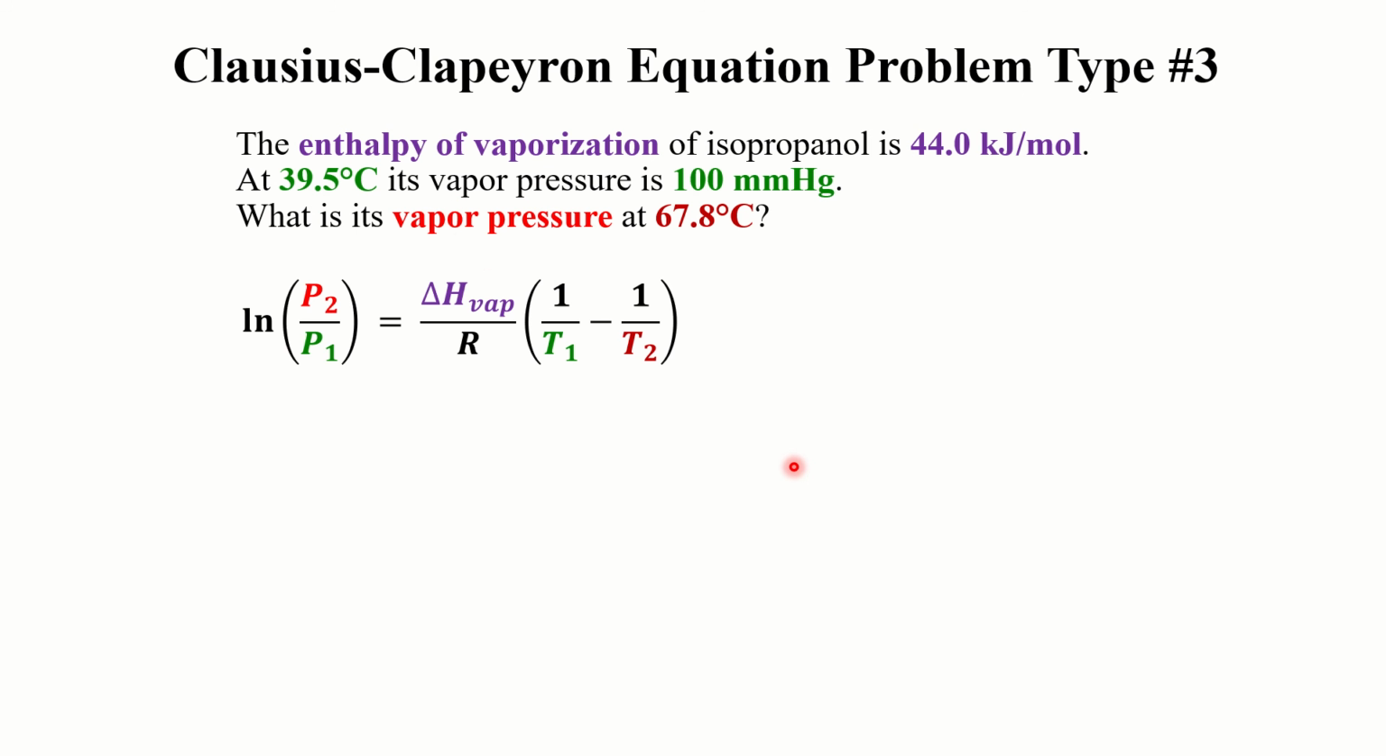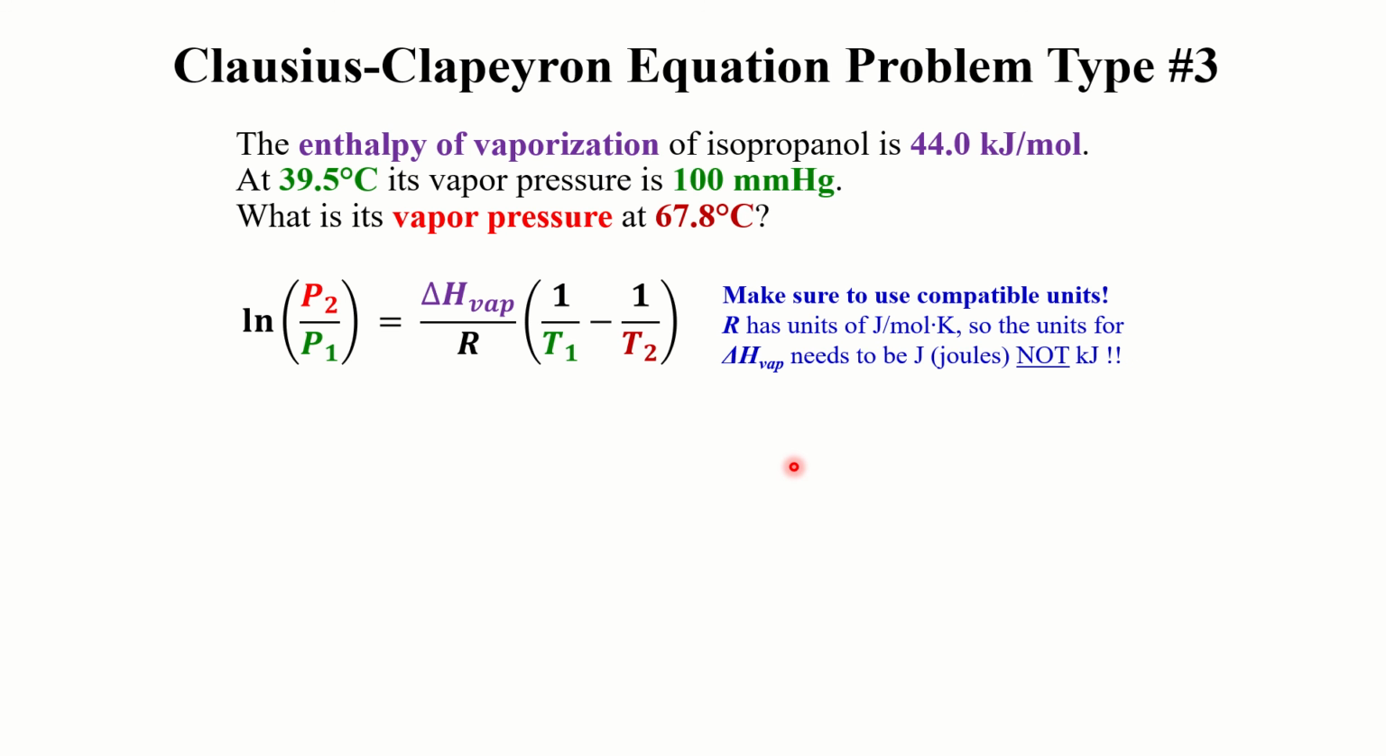All right, so we again want to start with the Clausius-Clapeyron equation. Now, again, make sure your units are compatible. Notice that the enthalpy of vaporization is in units of kilojoules per mole. When you go to plug this in, you need to convert it to joules because the ideal gas constant R has units of joules. So make sure you convert this to joules before you plug it in.